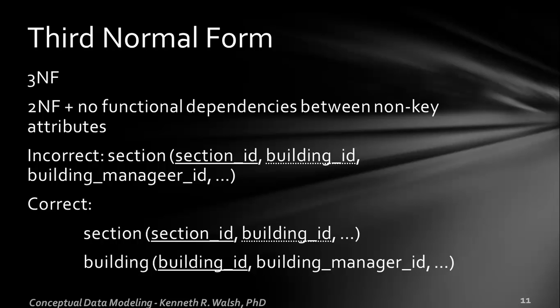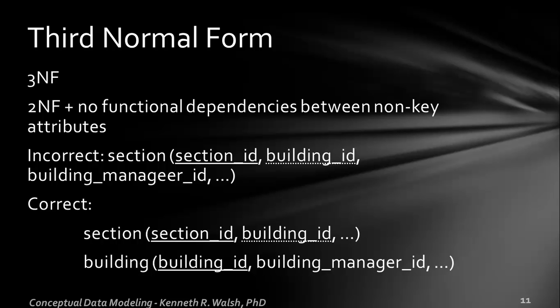Moving on to third normal form. Third normal form means we're already in second normal form, but we have no functional dependencies between non-key attributes. For example, if we take that section relation again from our last slide, the section ID is the primary key. The building ID is functionally dependent on the section because we say that section is going to meet in a building, so the building ID is determined by the section ID.